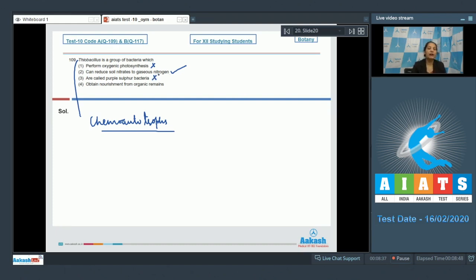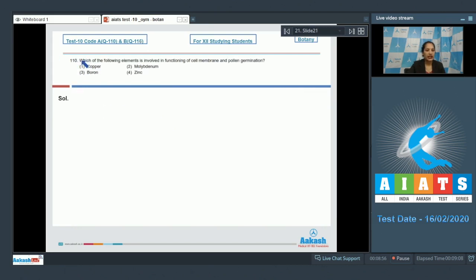Third one, they are purple sulfur bacteria. No, purple sulfur bacteria are photosynthetic. Thiobacillus is chemoautotrophic. Fourth one, they obtain nourishment from organic remains. No, they are chemoautotrophic, not heterotrophic. So the correct option for the given question is option number 2. Let's move to the next question.